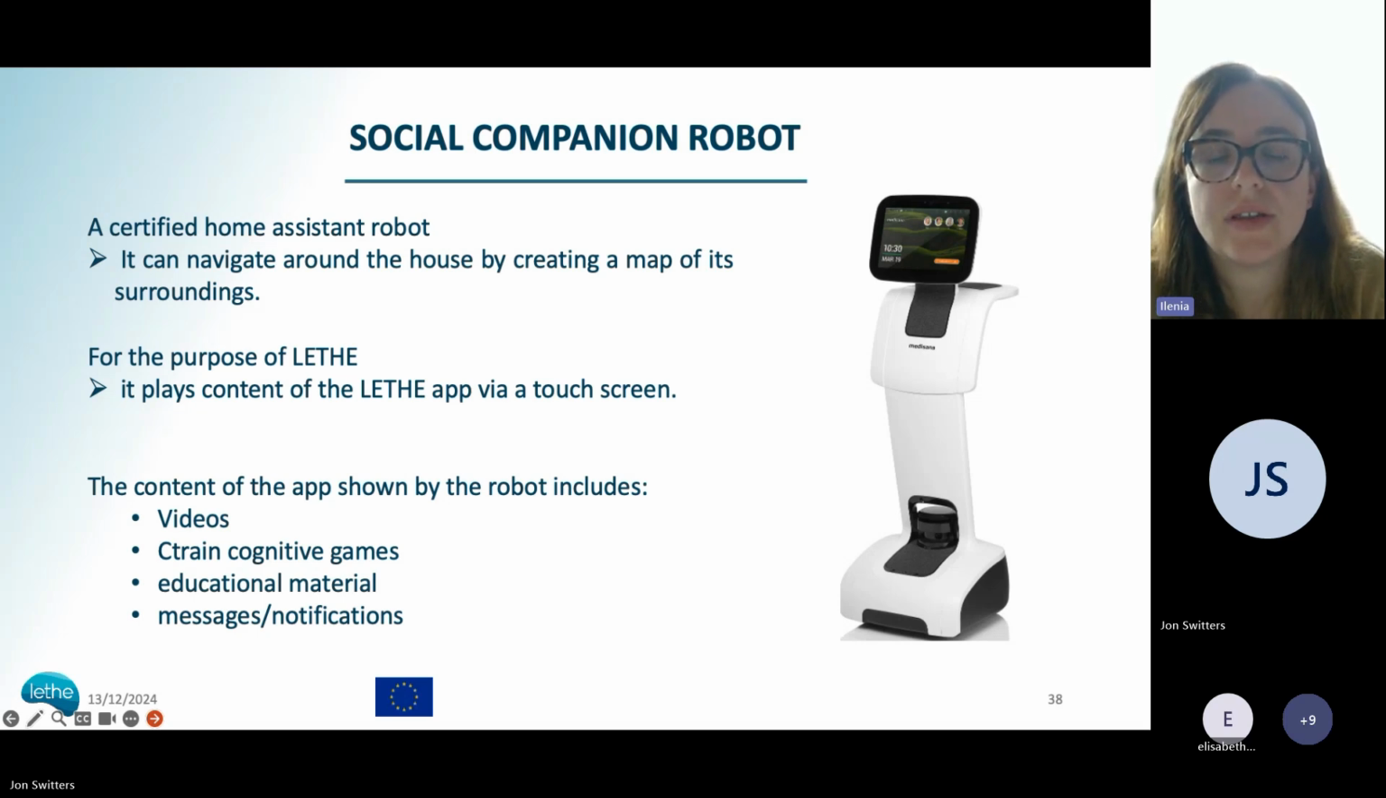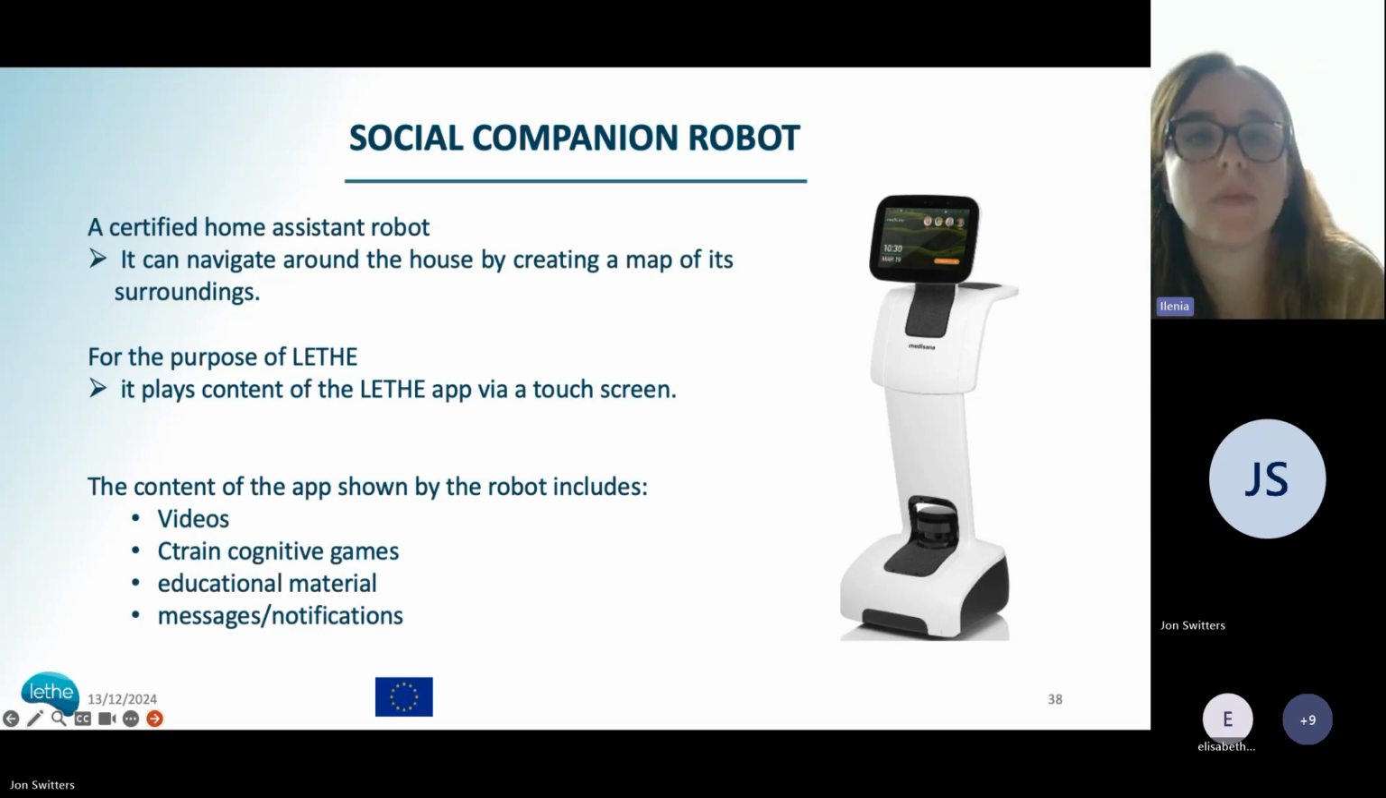Now I'm talking about the other device of the sub-study, the Temi robot, or the social companion robot. That is a certified home assistant robot that can navigate around the home by creating a map of its surroundings. For the specific purpose of the Lethe trial, it plays content of the Lethe app via a touch screen, as you can see in this figure. The content of the Lethe app shown by the robot includes videos, also videos of remote physical exercise, cognitive games, educational material, and notification messages from the calendar, for example. Okay, next.